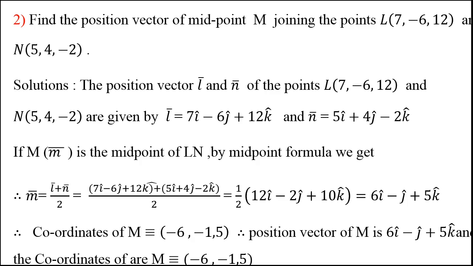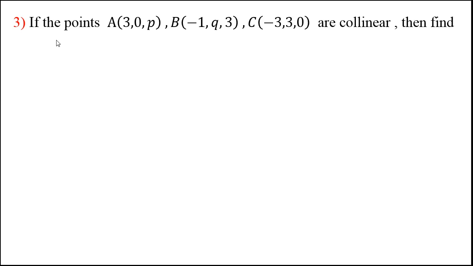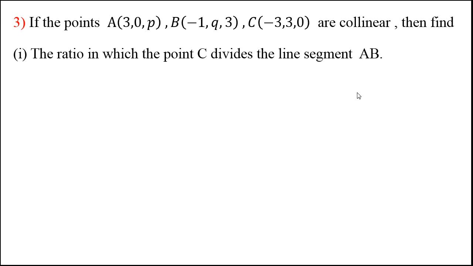So these are coordinates of midpoint. I always write coordinates also after getting position vector. Now third problem is, if the points A, B, C are collinear, then find. Now what to find? We can find values of P and Q. We can find the ratio in which C divides AB, A divides BC, B divides AC.